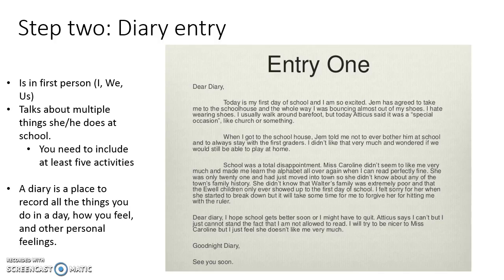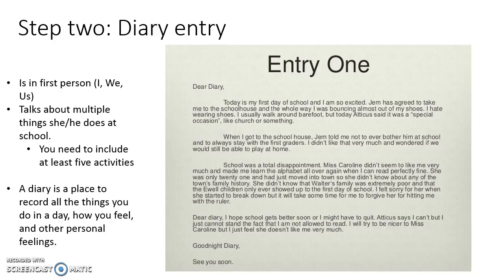The final step is a diary entry. This diary entry should be in first person, so you should be saying I, we, us, and you're taking on the role of someone from the social class you chose. So you need to briefly explain to me who you are, what social class you're from, and then give me at least 5 activities you've done throughout your day, okay? You're going to want to talk about multiple things.